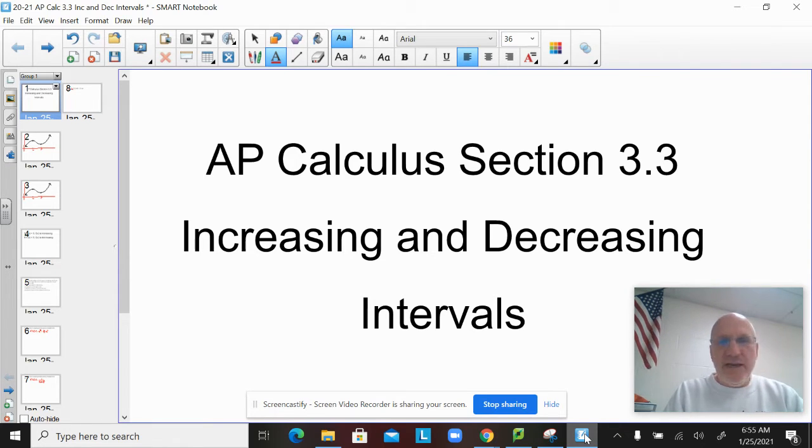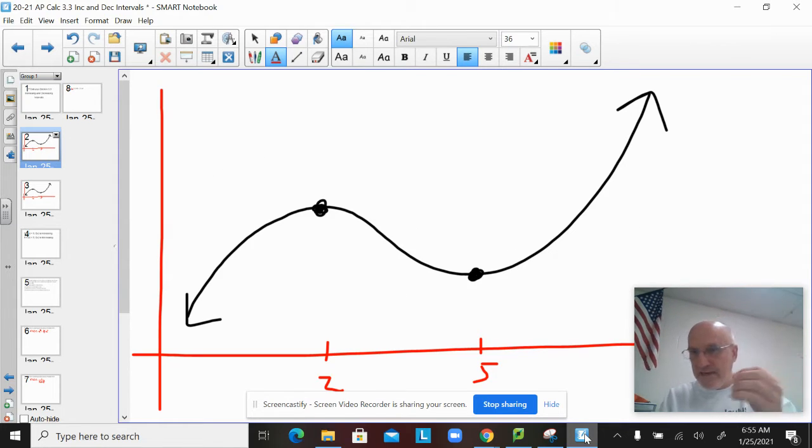And this one, as you can see here, is we're talking about finding increasing and decreasing intervals and how we can use the derivative to do that. So it is not new for you all to talk about increasing and decreasing intervals.